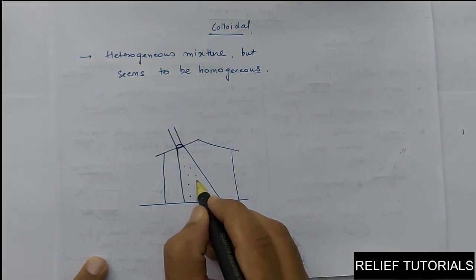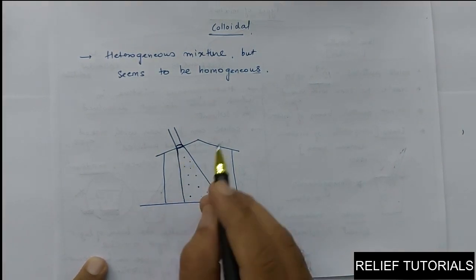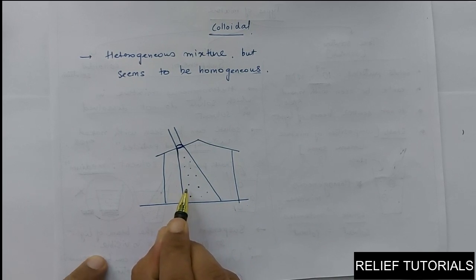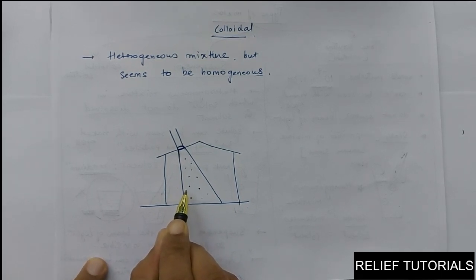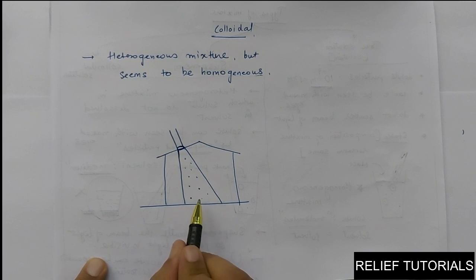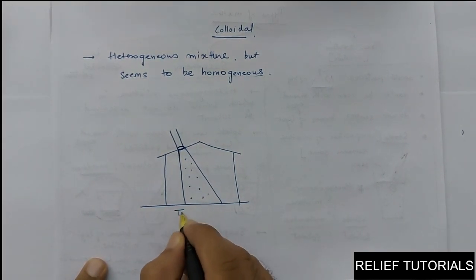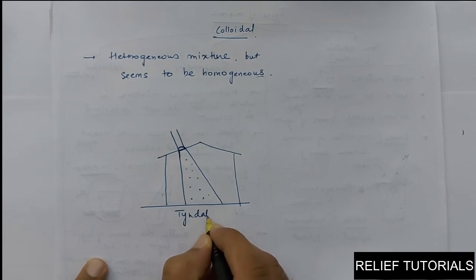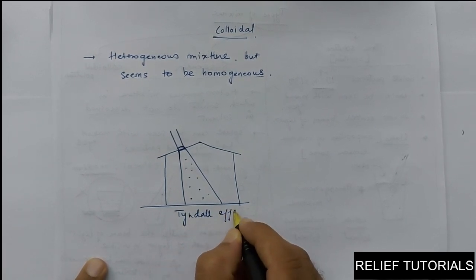Okay, and the dust particles which are coming in the path, these particles are able to scatter the light because they are not too small and not too big. If they are quite big, then they should be visible easily. And if they are too small, then they do not scatter the light. But here the scattering of light can be seen. This effect is called as Tyndall effect.